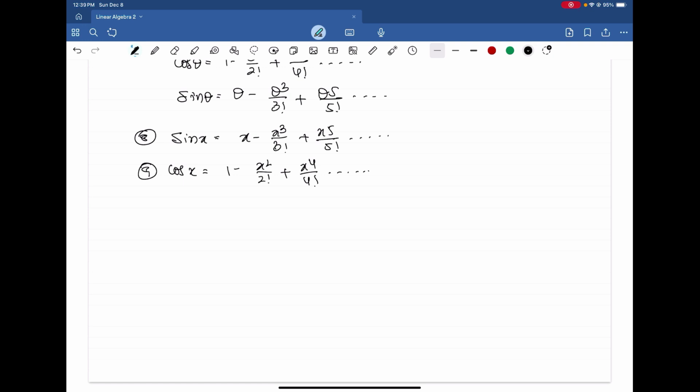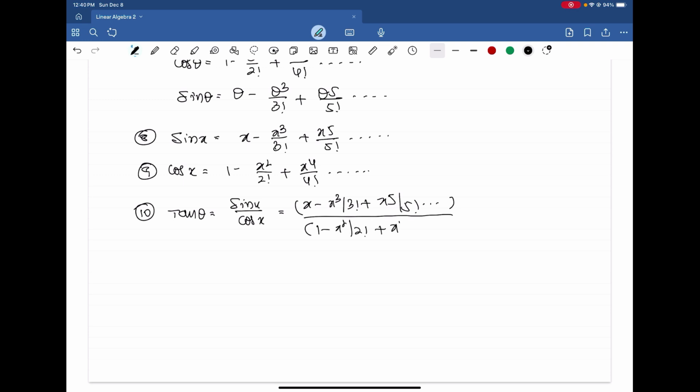Then what will be tan x? Can we just divide one series by another series? Tan x is equal to sin x by cos x. Or is there any other procedure? Just see the magic. Tan x is equal to sin x by cos x, that is equal to x minus x cube by factorial 3 plus x to the power of 5 by factorial 5 and so on, whole divided by 1 minus x square by factorial 2 plus x to the power of 4 by factorial 4 and so on.